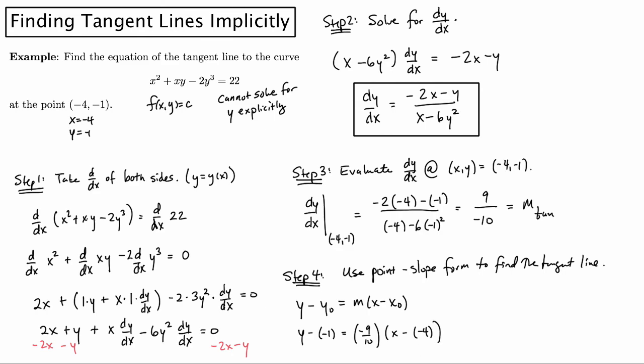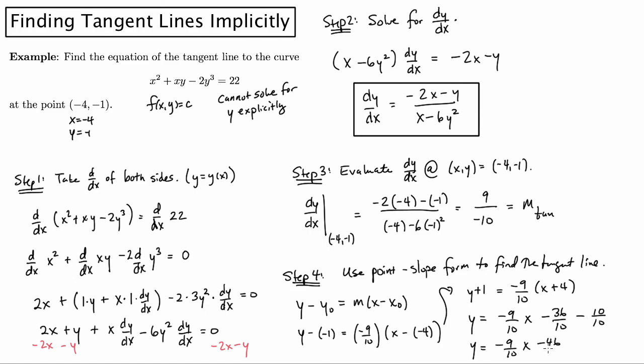Now there's a lot of negatives running around here, so make sure you keep everything straight. This gives y plus 1 equals -9/10 times (x plus 4). We got a negative here. Solving for y explicitly, we get -9/10 x minus 36/10 minus 1, but I want to think of 1 here as being 10/10, just so I can get a common denominator and subtract. Written explicitly in slope-intercept form, this is the equation of our tangent line.